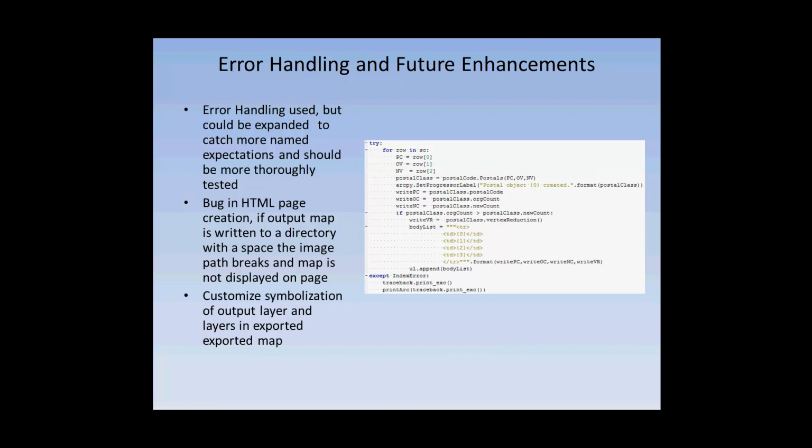I've also found a bug in my HTML page that if it is in a directory that has a space somewhere, that it will not refer to that image for some reason. So the link breaks and it's not displayed on the page. Another future enhancement I'd like to do is customize the symbology of the output layers and the exported map to give the user a better idea of what they're looking at.